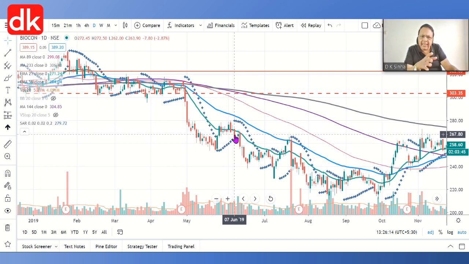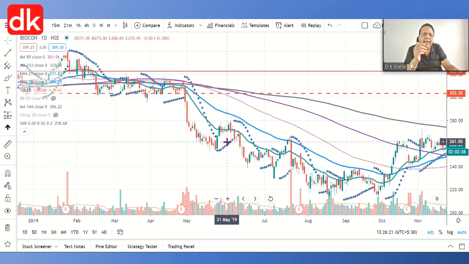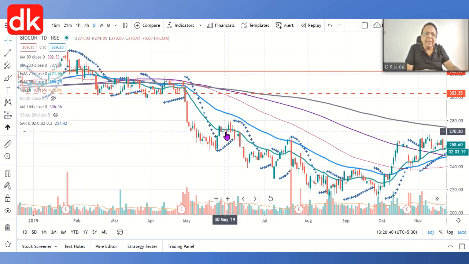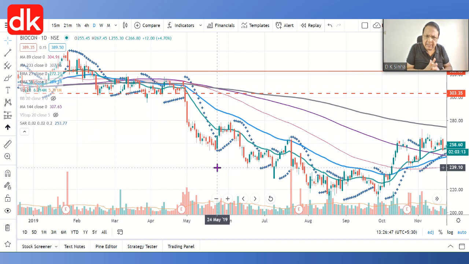of parabolic SAR, the dot formation above the price here. So they will make an entry below the low of this newly formed candle, and this value would be 261. So when you understand the other studies, you could have shorted at the price 270, and now here you are shorting at 260. So there will be a difference.